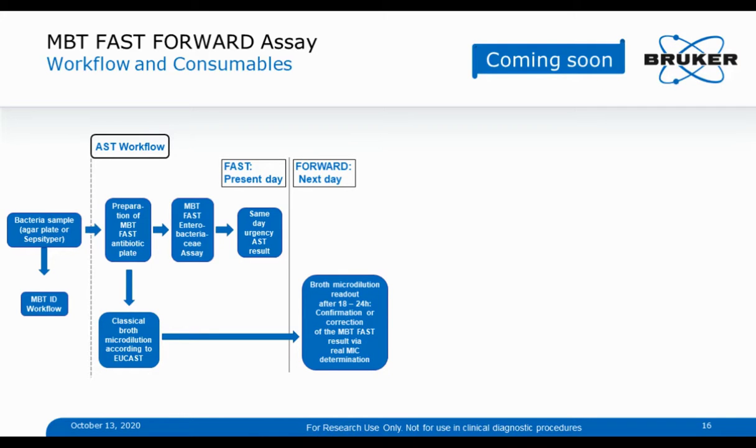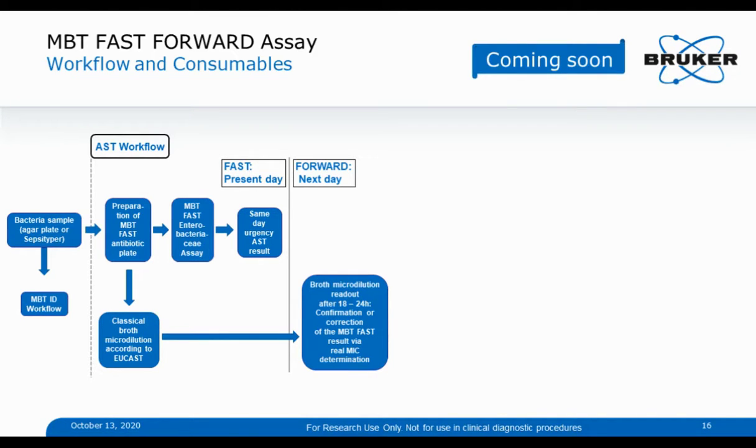You see the bacterial sample coming from an agar plate or from the pellet of the Sepsityper, so from the blood culture isolation, is put as an inoculum in an antibiotic plate, and now a part of this plate is used for the fast workflow. This means that on the same day you get a result by inoculating from there a MALDI Biotyper target plate, incubating that in a special chamber.